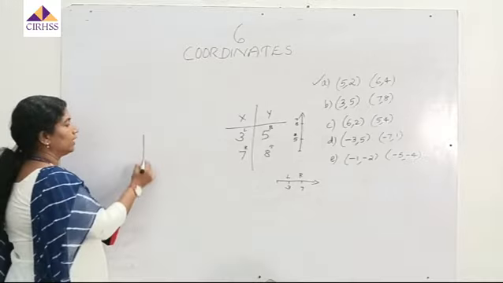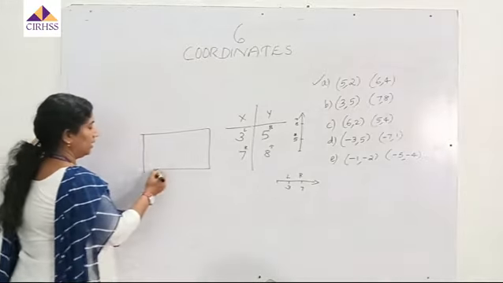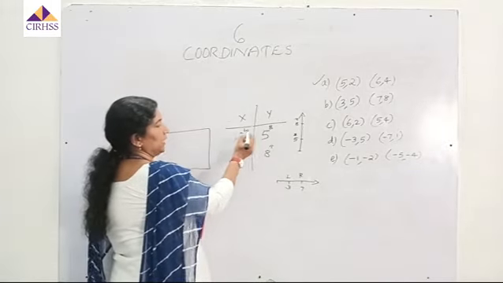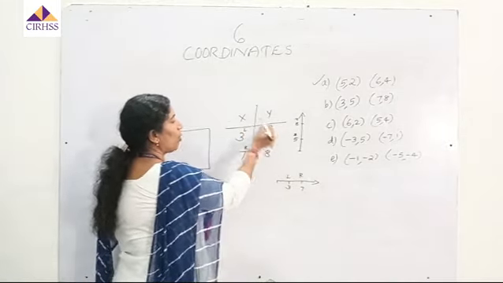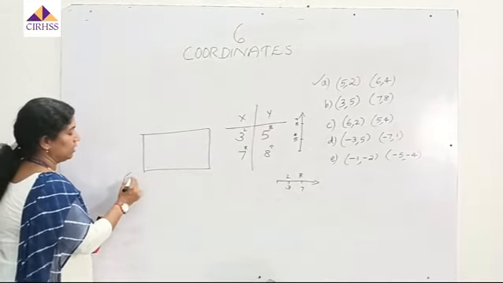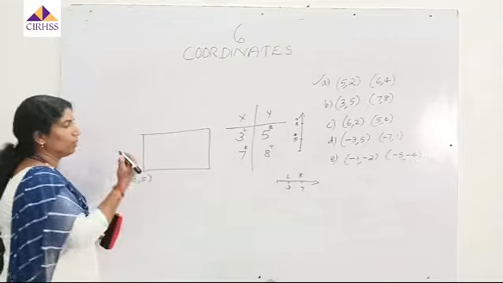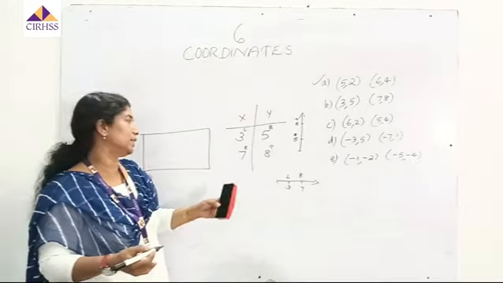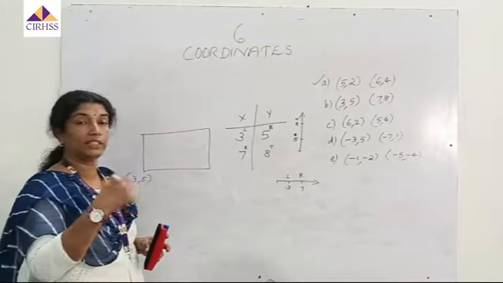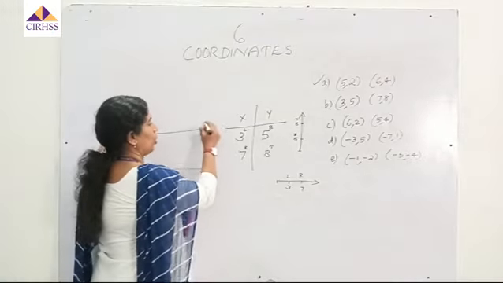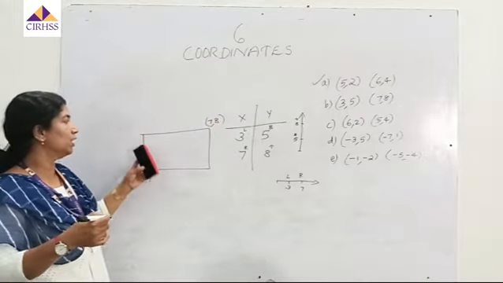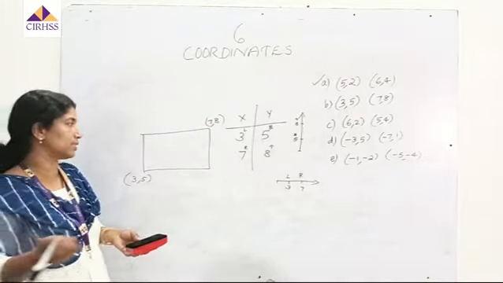Okay. Then consider a rectangle. First one, 3, 5. That is left bottom. Left side bottom. That is here 3, 5. Then we already know that the opposite vertex is 7, 8. That is right top. Right side top. 7, 8. Okay. Then how to find the other two vertices?